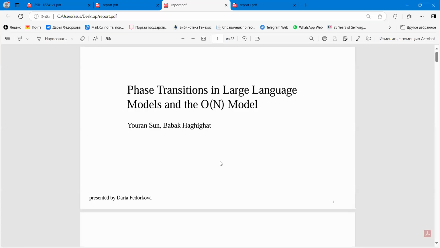All right, go ahead. Okay, today I will present the article about phase transitions in large language models and the O(N) model. This article was written by Yuran Sun and Babak Haghighat.